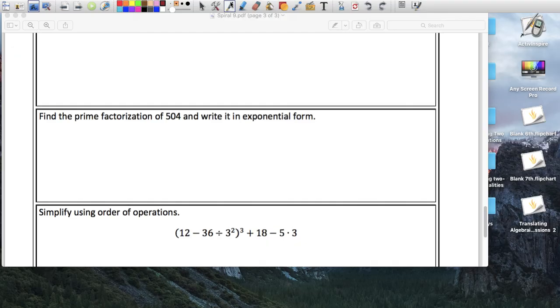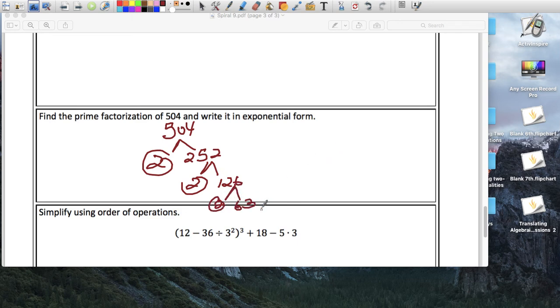Find the prime factorization of 504. Okay, so let's do that. I can split this into 2 and 252, prime circle. 252 I can divide by 2 because it's an even number, and I get 2 and 126. 126 is even again, so I split that into 63 and 2. 63 is not even, but I can divide it by 3, and that's 3 and 21. Circle. And 21 is 3 and 7.